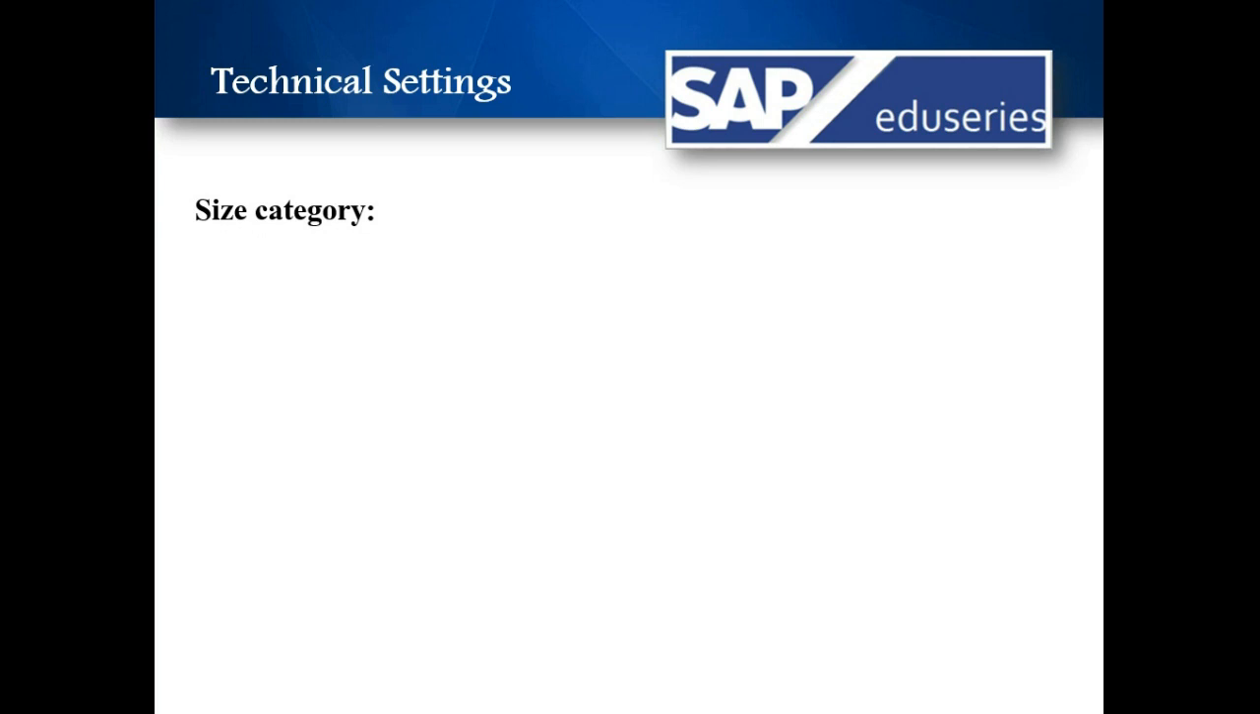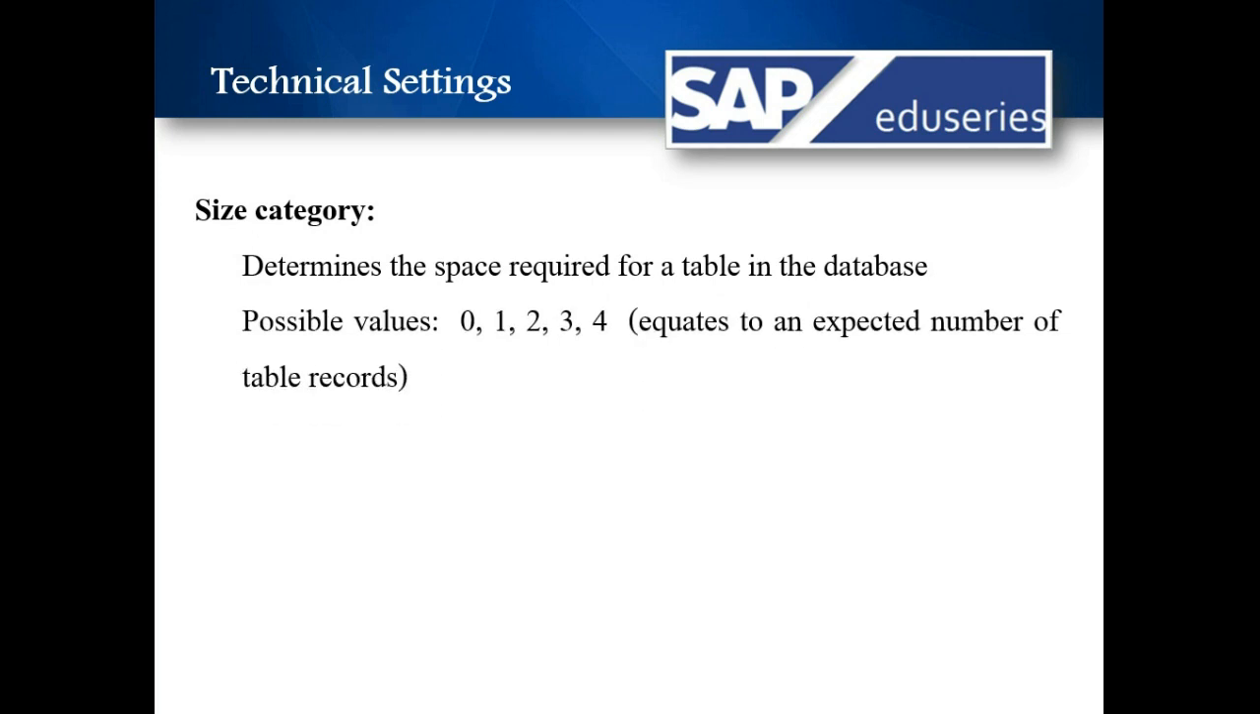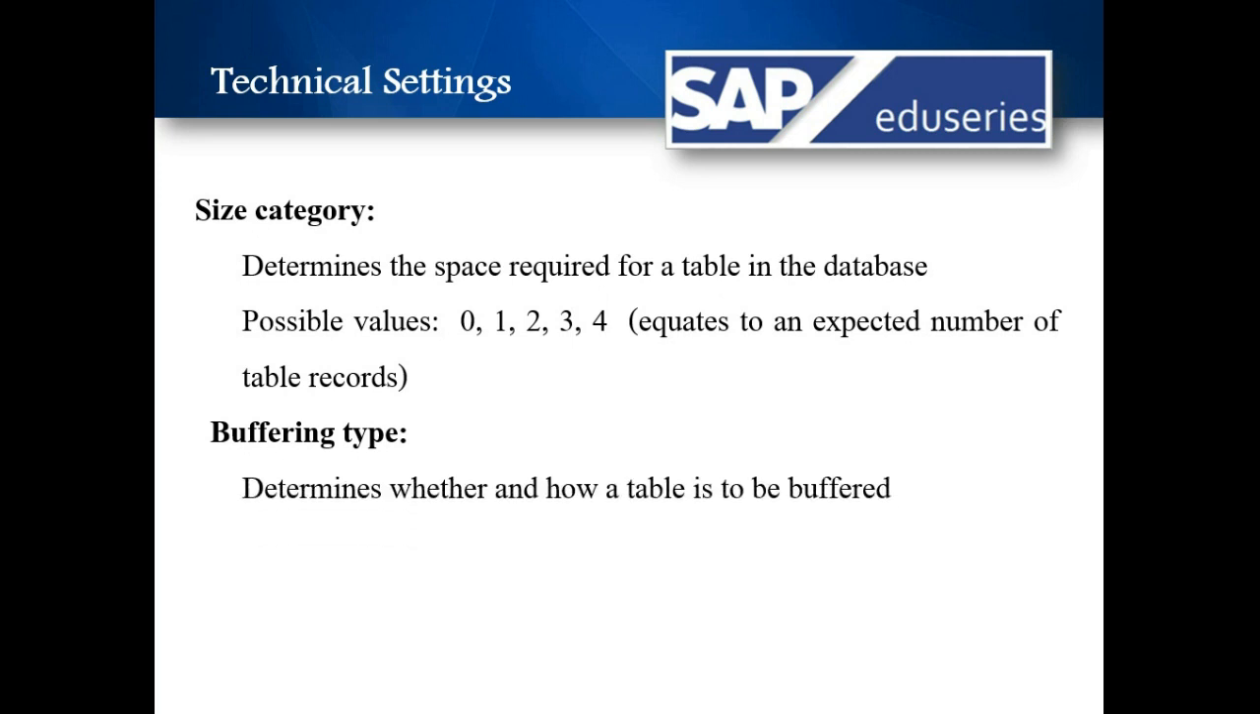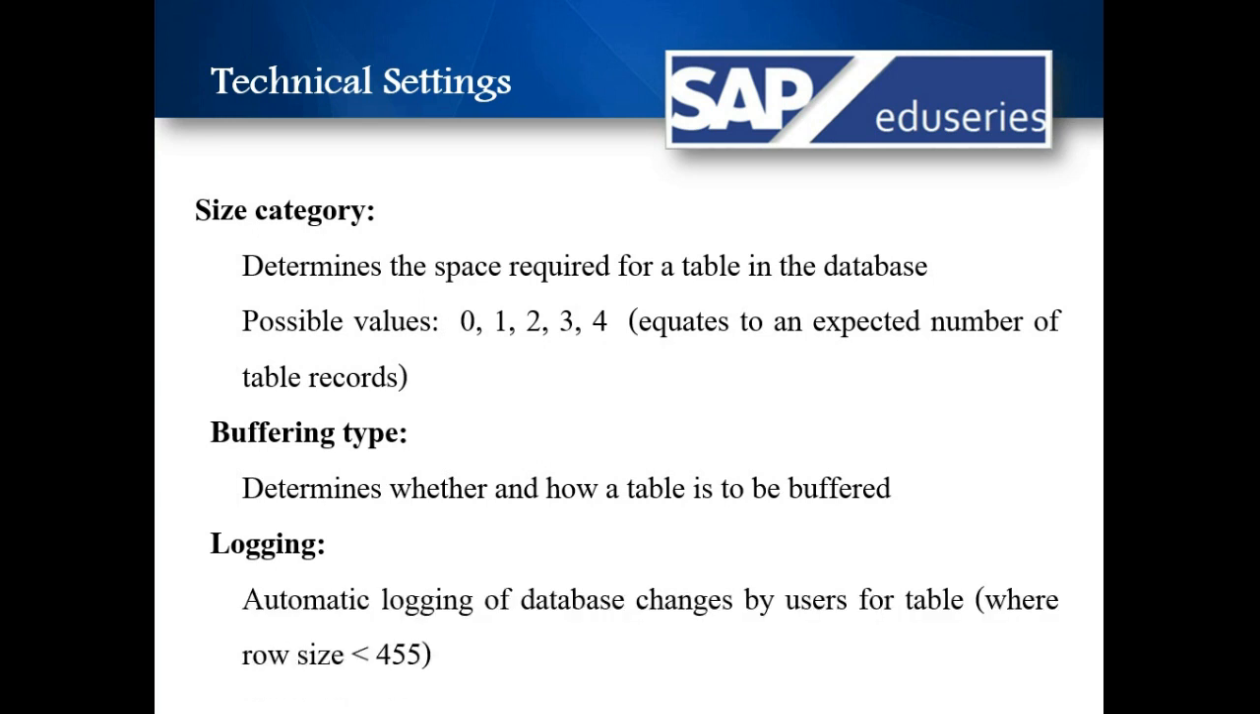Size category determines the space required for a table in the database. Possible values 0, 1, 2, 3, 4, equates to an expected number of table records. Buffering type determines whether and how a table is to be buffered. Logging. Automatic logging of database changes by users for table where row size less than 455.